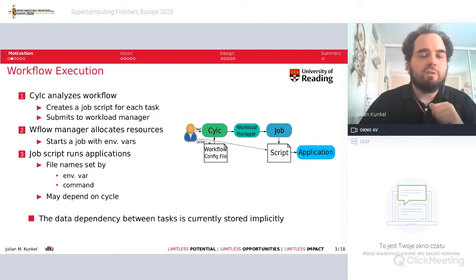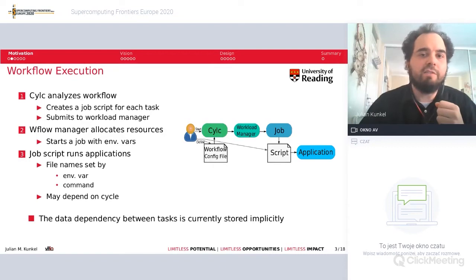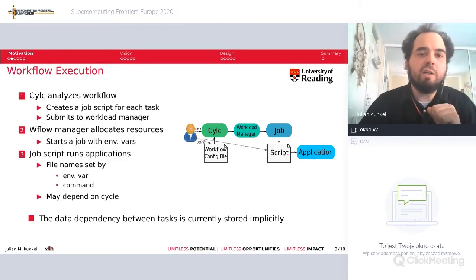So let's talk about how such a workflow is executed. The scientist has specified this workflow configuration file and the commands to execute. Such a command could also be a script. And he has provided these environment variables that could be like the file names they want to use. This kind of information may depend on the specific cycle, so you may want to write, like, the output is the current month, for example. Okay, all this is encoded.